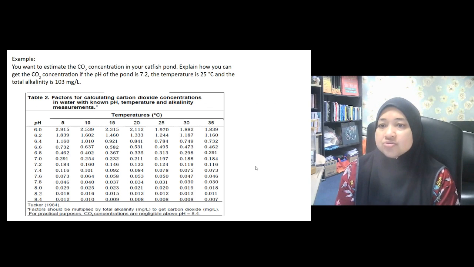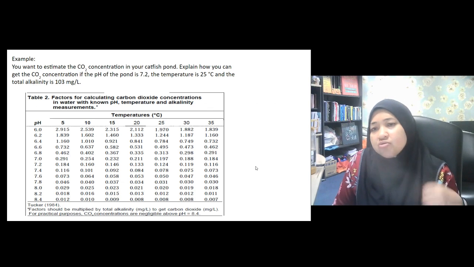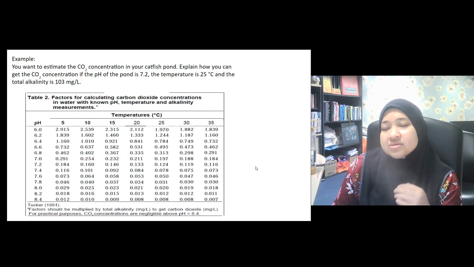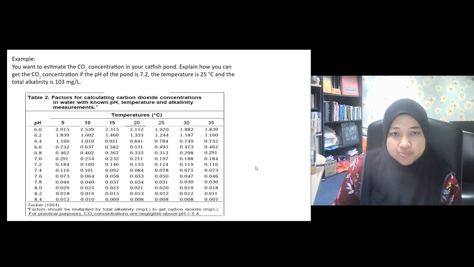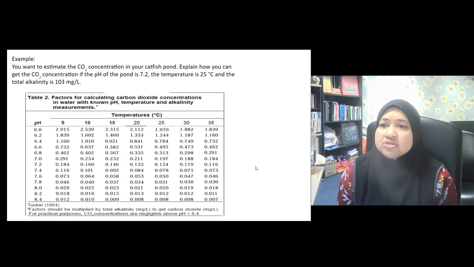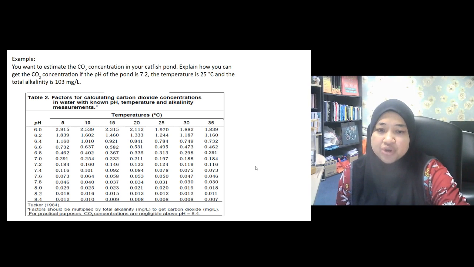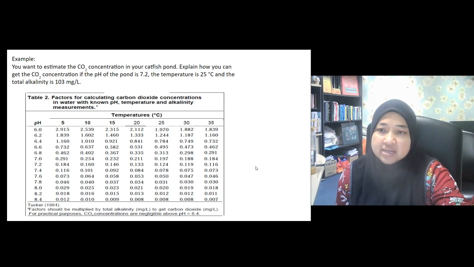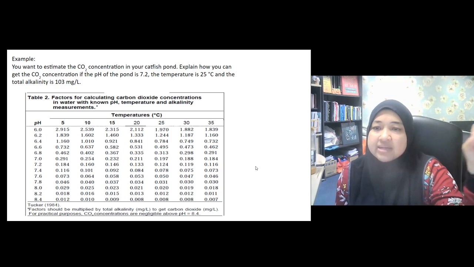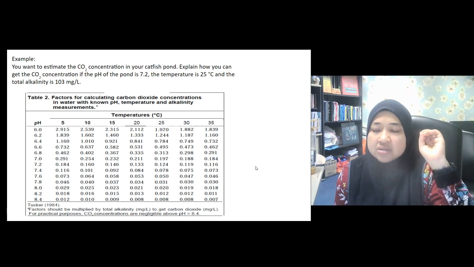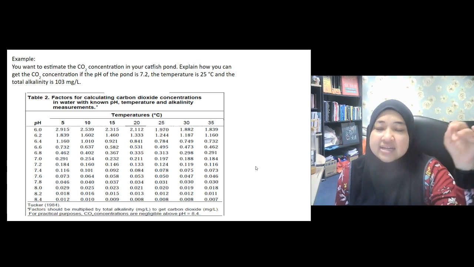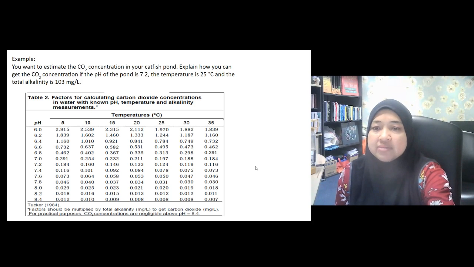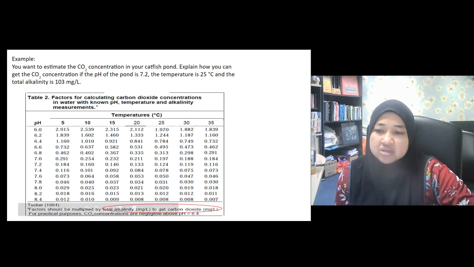Alright, here is another example, but this question asks you to estimate the carbon dioxide concentration in your catfish pond. How can you get the carbon dioxide concentration if the pH of the pond is 7.2, the temperature is 25 degrees Celsius, and the total alkalinity is 103 milligram per liter? This question gives you the total alkalinity value but asks you to estimate the carbon dioxide concentration.